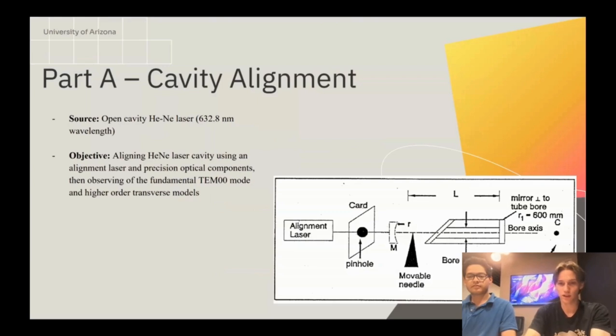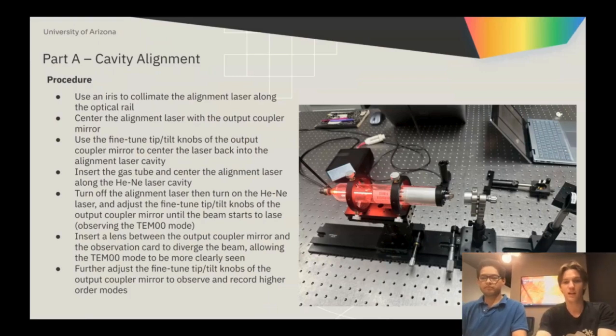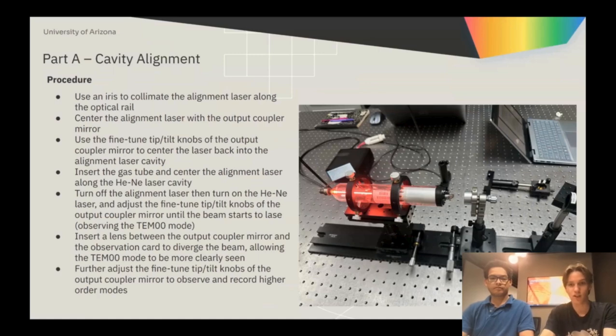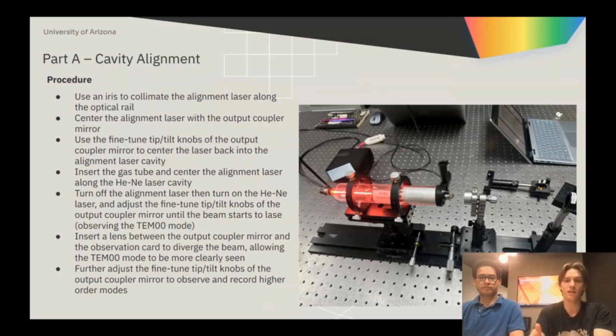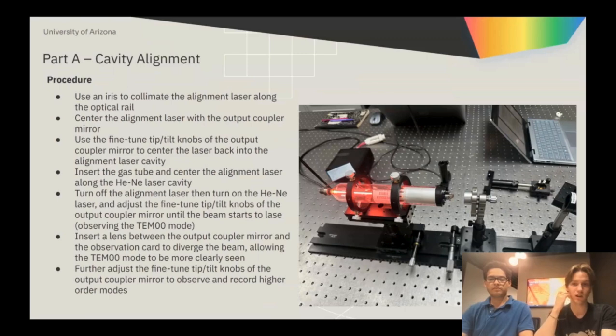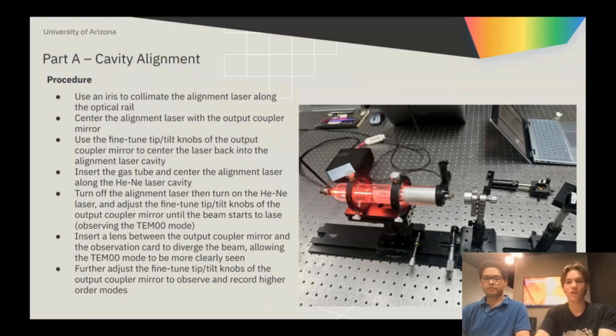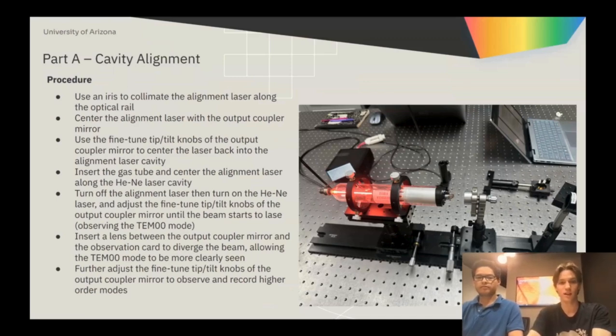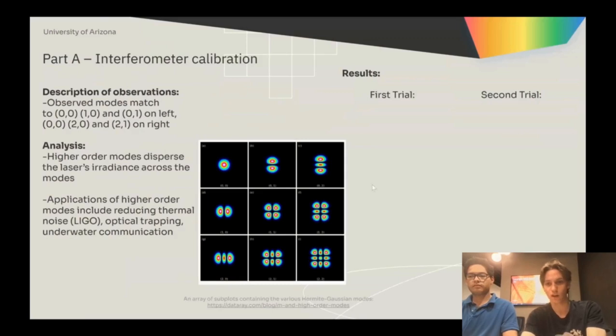And once we got the cavity all aligned, it started lasing, and we were able to observe fundamental TEM00 modes and higher order modes. And through this cavity alignment, we had to use an alignment beam first to align both the mirror and the helium neon open cavity. And once we did that, we put the cavity on and adjusted the fine tip tilt on the mirrors to be able to get it lased.